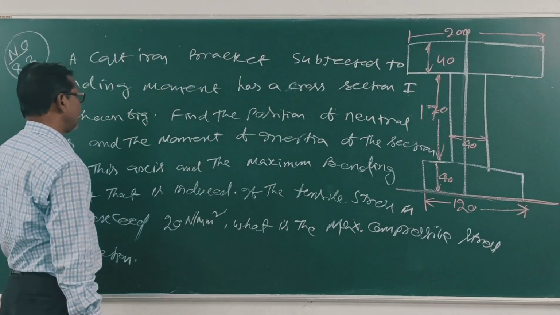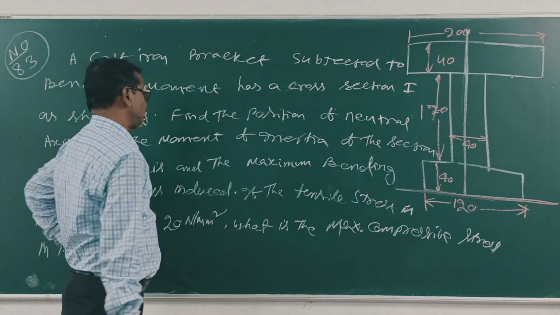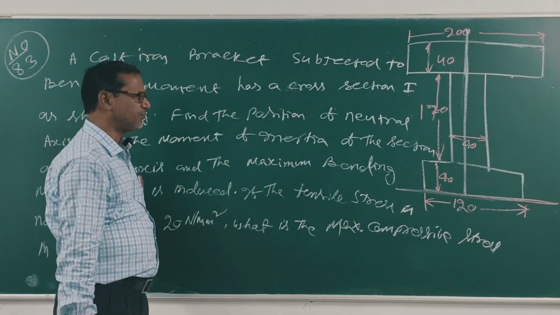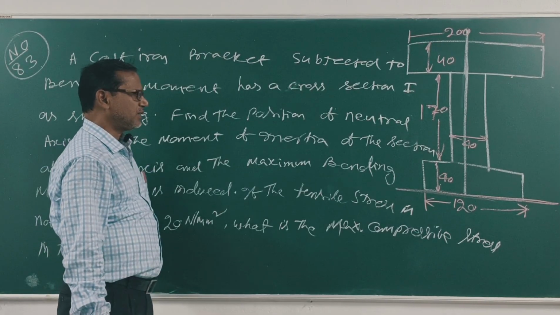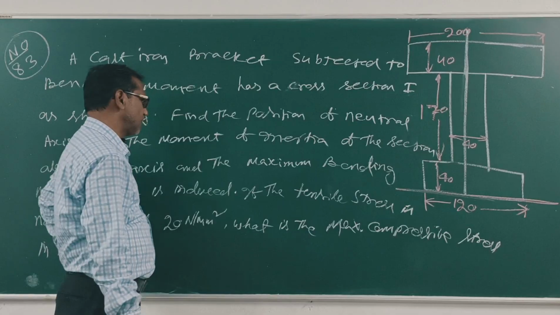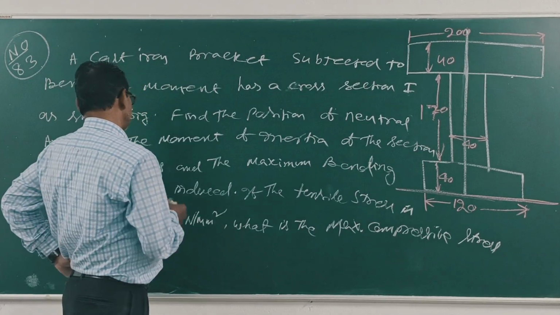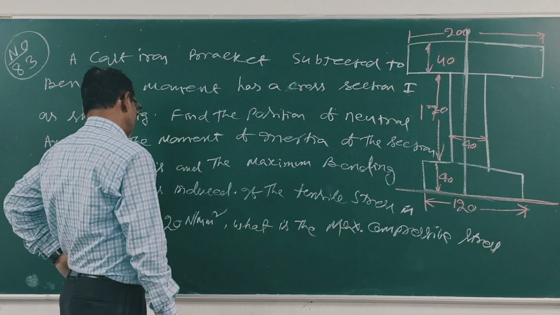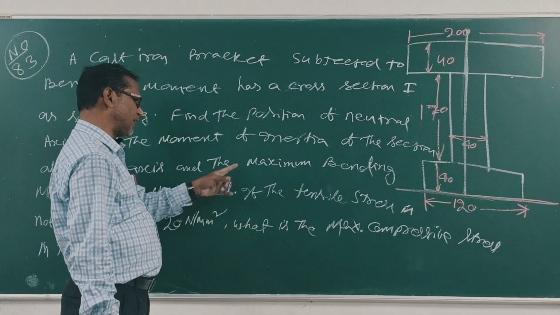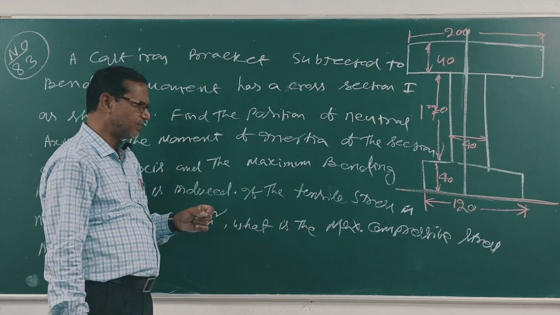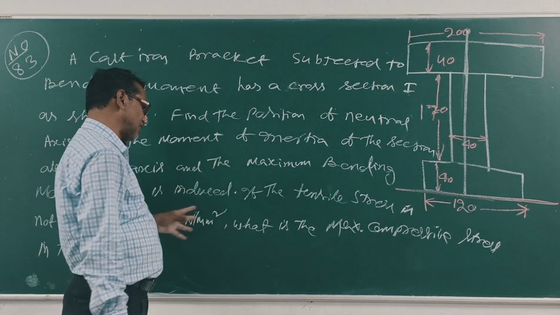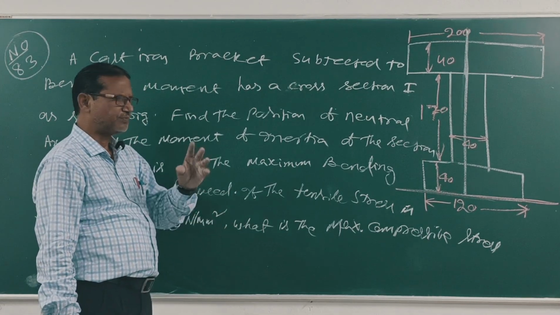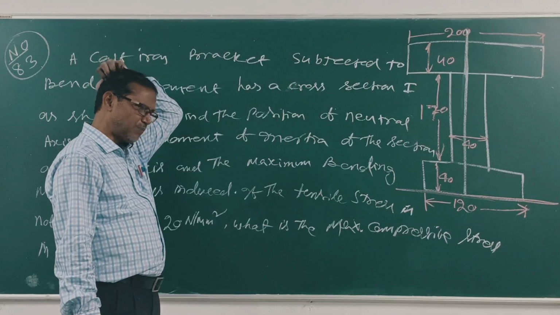The question is, a cast iron bracket subjected to bending moment has a cross section I, as shown in the figure. Find the position of neutral axis and the moment of inertia about that axis. Also find the maximum bending moment induced M. If the tensile stress is 20 Newton per mm square, what is the compressive stress? Clear? Same problem, last class I have done this type of problem.